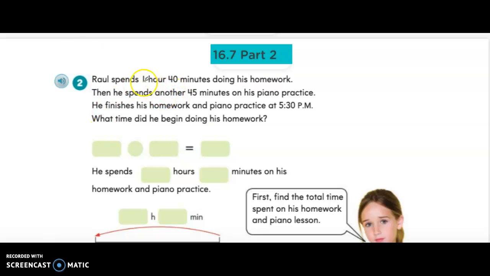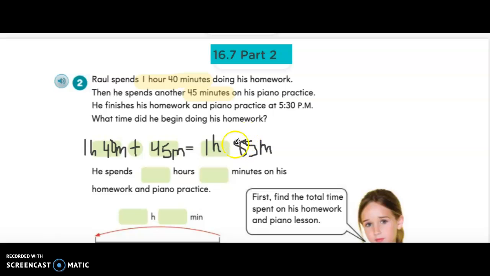So we're going to take the 1 hour and 40 minutes that he was doing homework and the other 45 minutes that he was doing piano practice. So 1 hour 40 minutes plus 45 minutes, and that will give us 1 hour 85 minutes, which again you should notice right away that this is not how we can leave our final answer. It cannot be 60 minutes or over. This is where we need to do a conversion here.